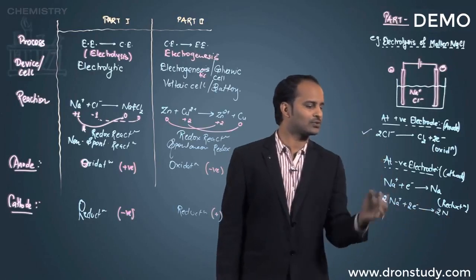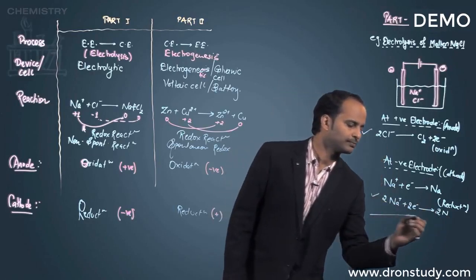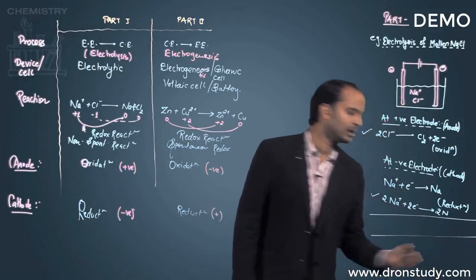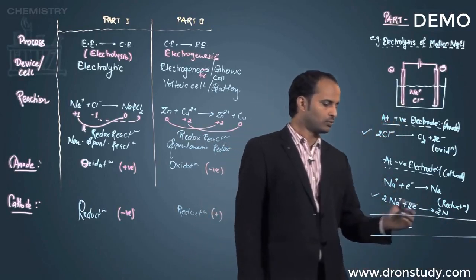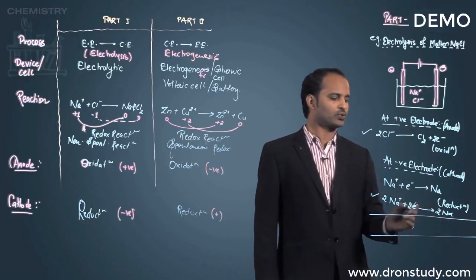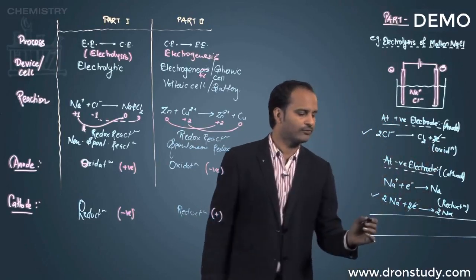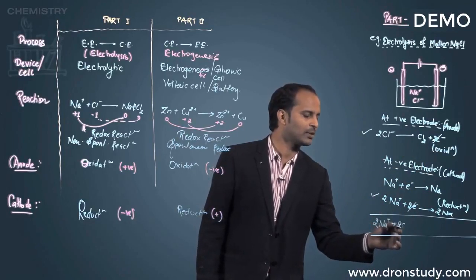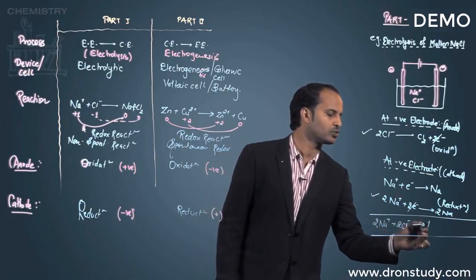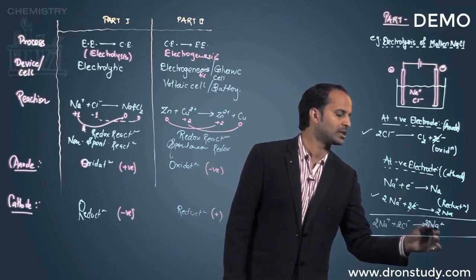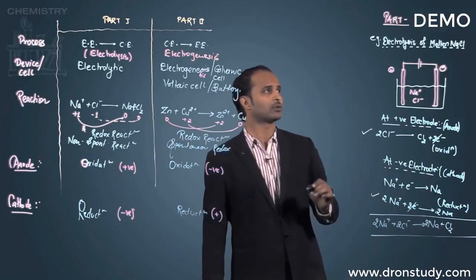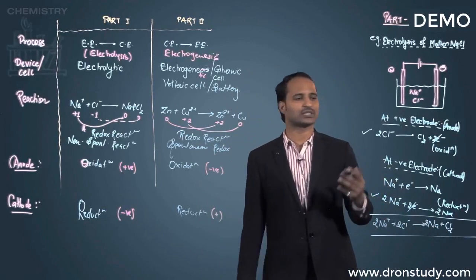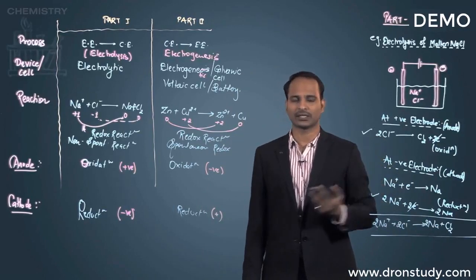Now let's add this and this reaction so that I will get the overall reaction. 2 moles of Na, sorry. So two electrons will get cancelled, and finally I will have 2 moles of Na+ and 2 moles of Cl-, which will give you 2 moles of Na plus Cl2. So this is the example of the electrolysis of molten NaCl.